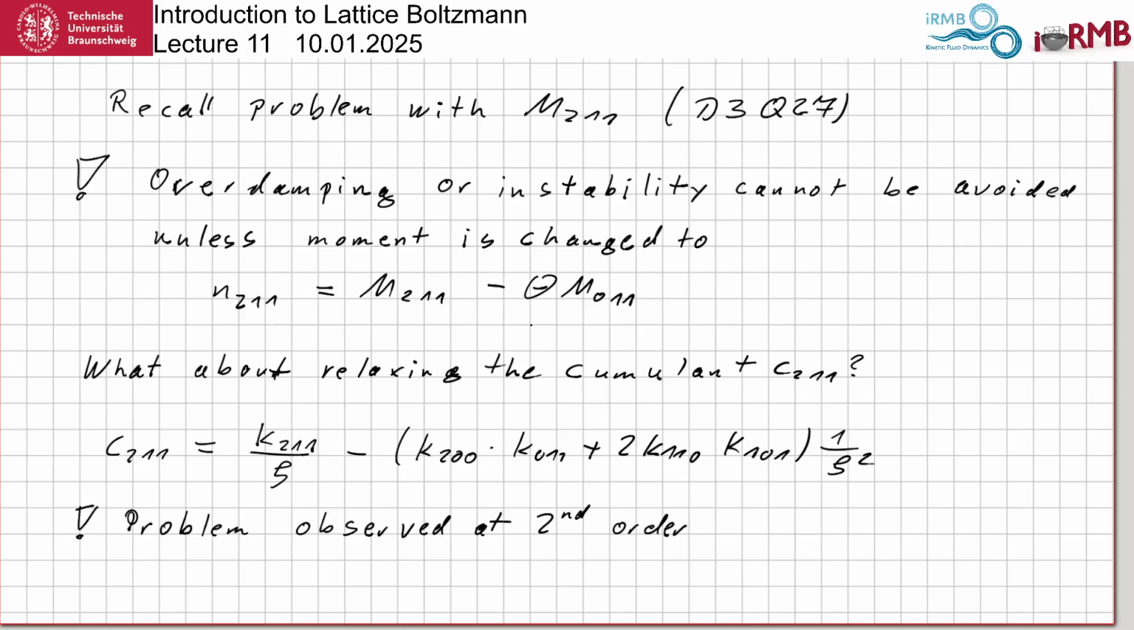At second order. Okay, let's write it in second order. C211 in second order is K211 to second order divided by rho to zero order, minus K200 to second order times K011 to zero order. As you notice, this is 0, K200.